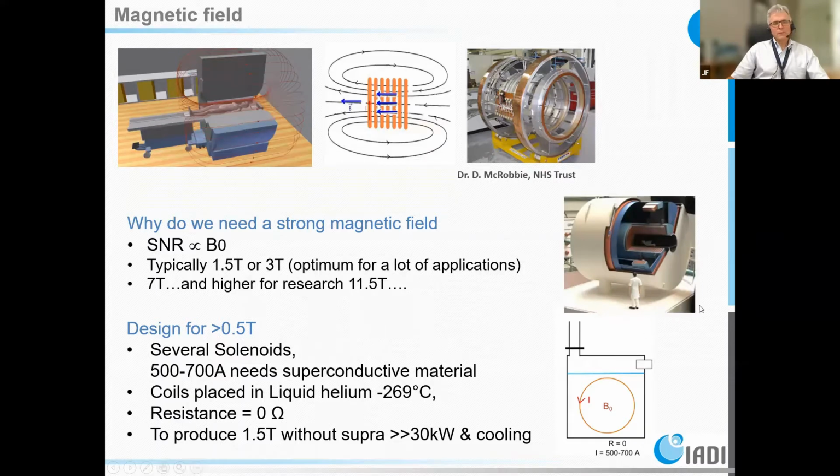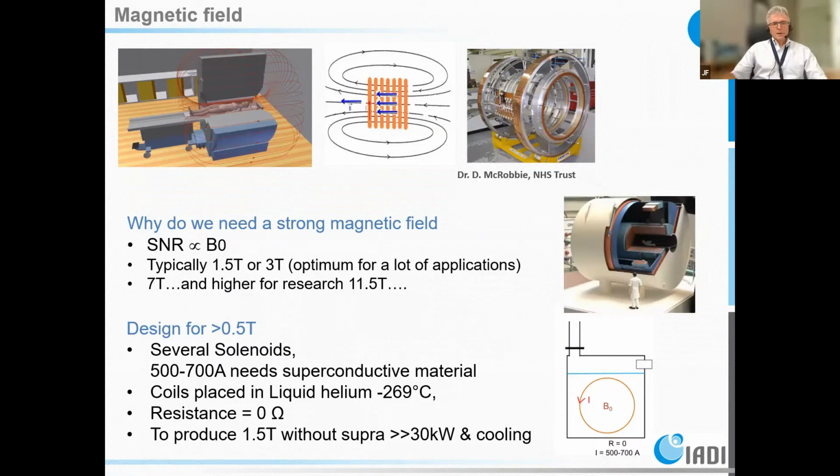But you see the difference here. This is an example for the French system. It's not my lab, but the C in the middle is the patient. The B0 to do 11.7 Tesla is huge. Okay, this is only for research, and for clinical stuff, you have only this type of machine here.